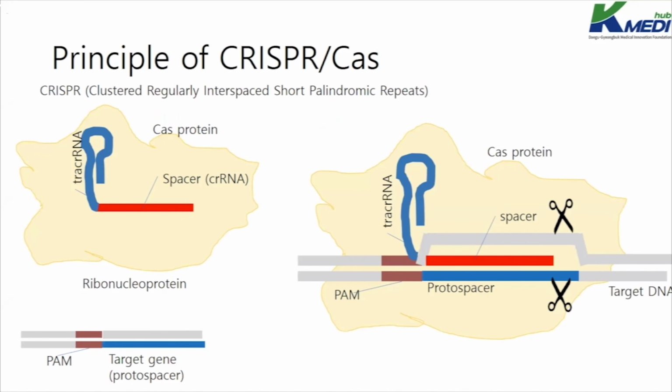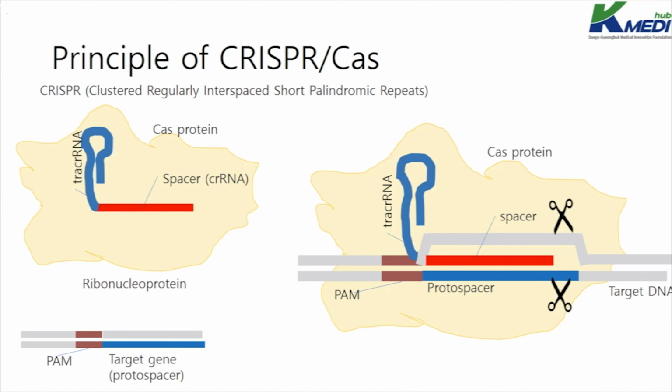This is the principle of CRISPR-Cas. In the CRISPR-Cas system, the most important part is this. Can you see this cursor? Is it moving in this slide? Yeah. This ribonucleoprotein is the most important part, which consists of this RNA part and this Cas protein part.